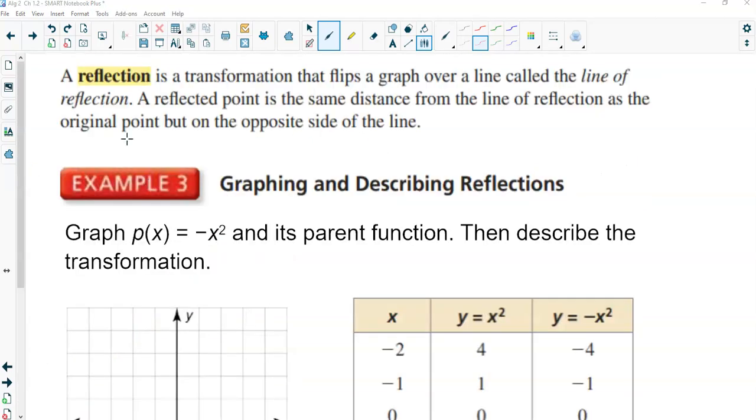Another transformation would be a reflection. A reflection is a transformation that flips a graph over a line called the line of reflection. Like when you look at yourself in the mirror, the line of reflection will be that mirror. A reflected point is the same distance from the line of reflection as the original point, but on the opposite side of the line. So again, when you look at yourself in the mirror, like if you look at your nose, it's exactly the same distance, but on the other side of the mirror. And every point in your body is exactly the same distance on the other side of the mirror. That's why it's called a reflection of yourself.